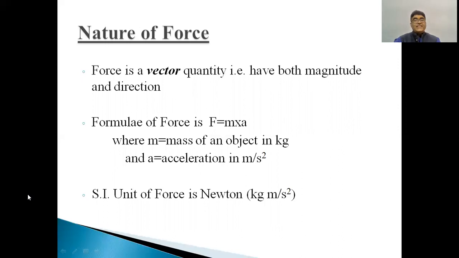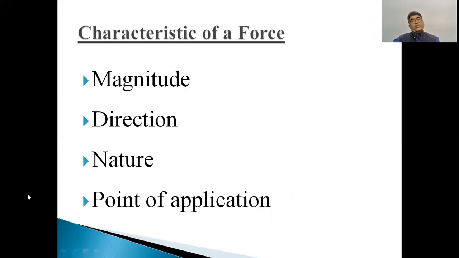The unit of mass is kg, and the unit of acceleration is meter per second square. So next, moving forward to the next slide of my lecture, what are the characteristics of a force? There are many characteristics of a force. As per the syllabus, there are four characteristics.